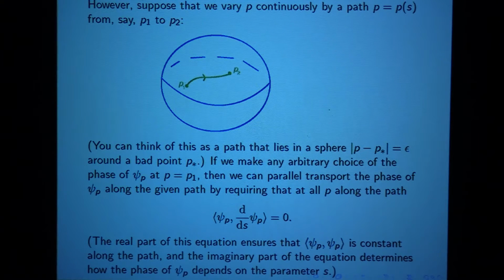Now, there wasn't any natural way to pick the phase of psi sub P at P equals P1. You can pick a phase, but there's no natural way to pick that phase. But if you do pick any phase at P1, then you can parallel transport the phase along the given path by requiring that at all P along the path, d by ds of psi sub P is orthogonal to psi sub P. Now, I'm going to explain in two ways the fact that this uniquely determines the S dependence of psi sub P.